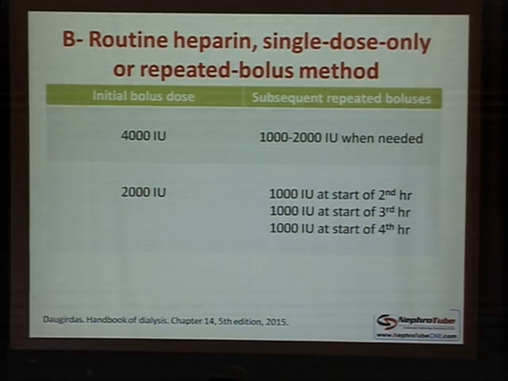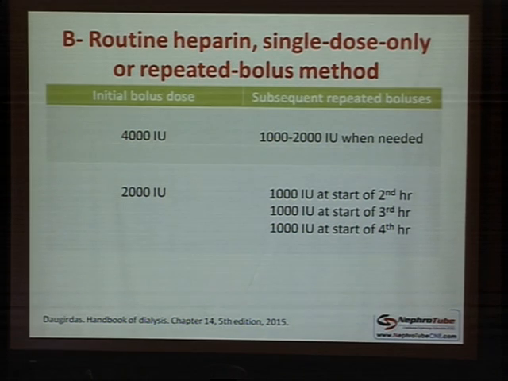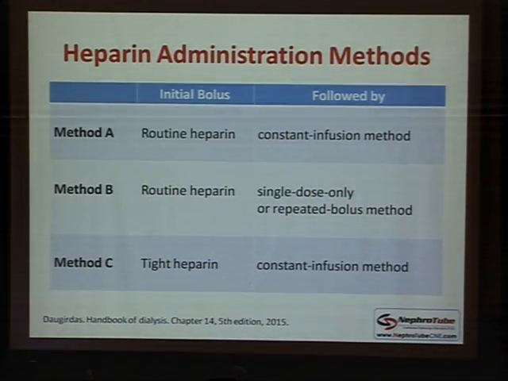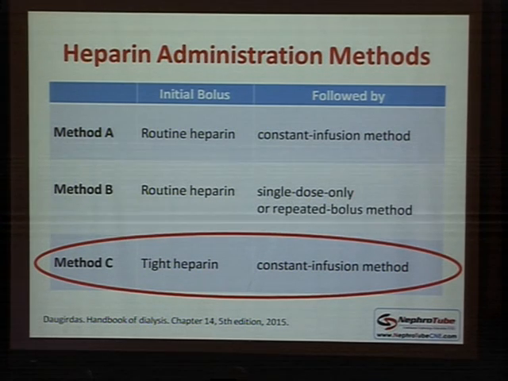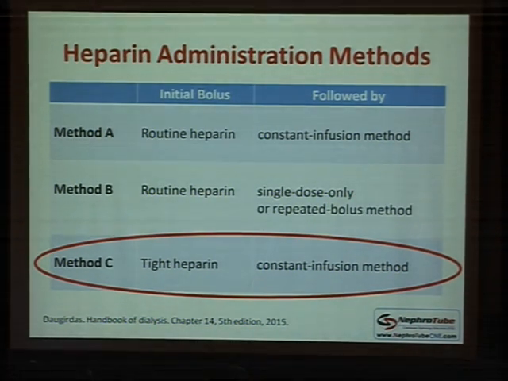We start with 2,000 international units as initial bolus, followed by 1,000 international units at the beginning of each hour of the hemodialysis. And some centers use 2,000 international units as the initial bolus without repeated boluses. Regarding the tight heparin method, actually it is not popular and it is not used that much.